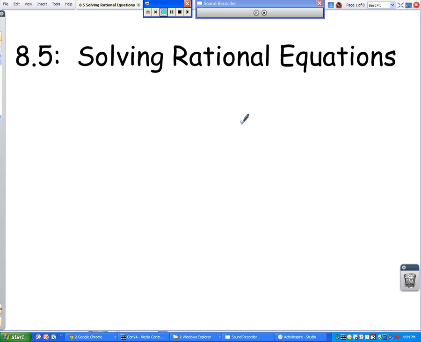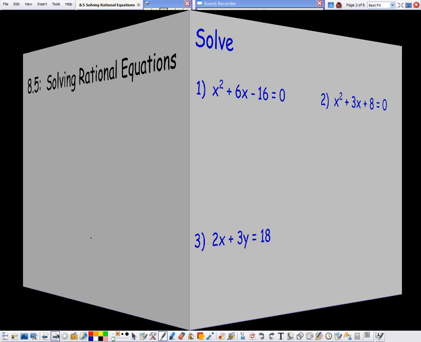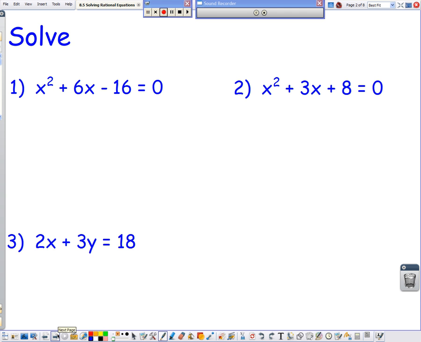All right, 8.5 is solving rational equations. This is the lesson that we've been working all towards, getting us to solve equations. When we're solving rational equations, let's take a quick review. Actually, we're going to go ahead and move on.